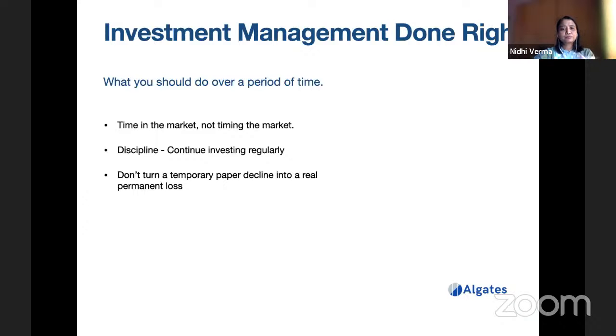So what you should ideally do is stay over a period of time in the market and not time the market. And discipline is the utmost important thing. So you should continue to invest regularly. Whatever happens in the market, continue to invest regularly.